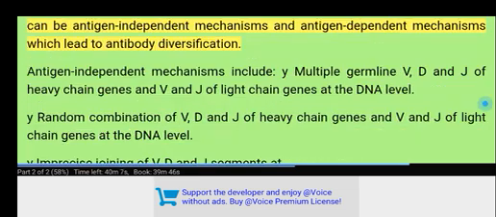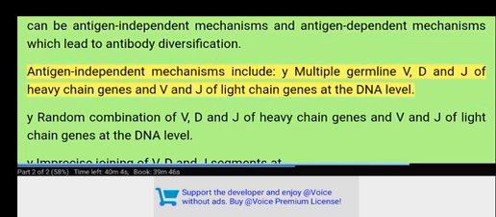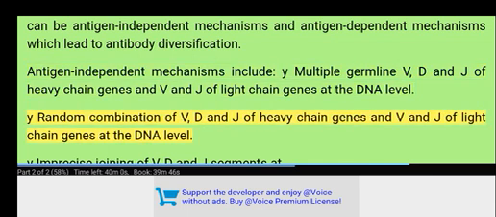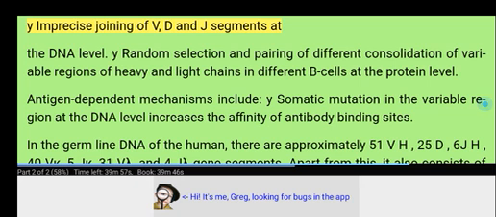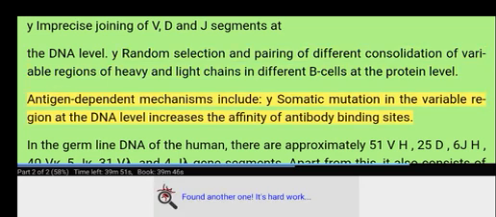There are antigen-independent mechanisms and antigen-dependent mechanisms which lead to antibody diversification. Antigen-independent mechanisms include multiple germline V, D and J of heavy chain genes and V and J of light chain genes at the DNA level, random combination of V, D and J of heavy chain genes and V and J of light chain genes at the DNA level, imprecise joining of V, D and J segments at the DNA level, and random selection and pairing of different combinations of variable regions of heavy and light chains in different B cells at the protein level. Antigen-dependent mechanisms include somatic mutation in the variable region at the DNA level, which increases the affinity of antibody binding sites.